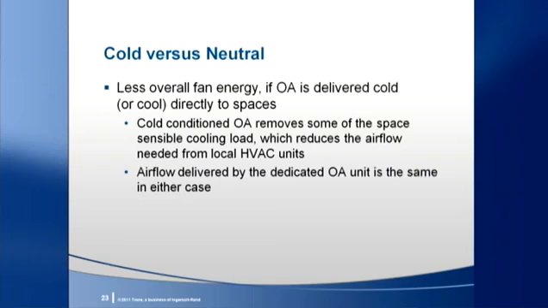When cold air is delivered directly to the space or to the supply side of each local unit, it removes some of the space sensible cooling load. For those spaces that require seasonal cooling and heating, this means that the local unit can be sized for less airflow than in a neutral air system. The airflow delivered by the dedicated unit is the same in either case, since it's sized based on the summing of the space ventilation requirements. However, delivering the conditioned outdoor air cold reduces the required airflow from each local unit.